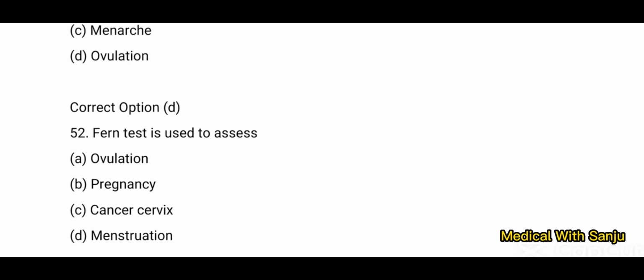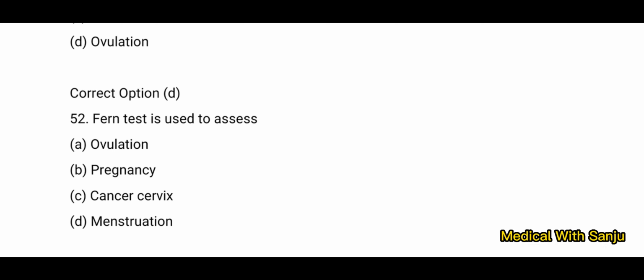Question number 52. Fern test is used to assess option A. Ovulation, pregnancy, cervical cancer and menstruation. What is the fern test used for? Fern test is used for ovulation. Option A is right answer. Fern test of cervical mucus is used to assess ovulation. A smear of cervical mucus may be helpful in determining when a woman has ovulated, and it is also used to confirm the rupture of membranes by microscopic examination of samples of dried vaginal fluid.